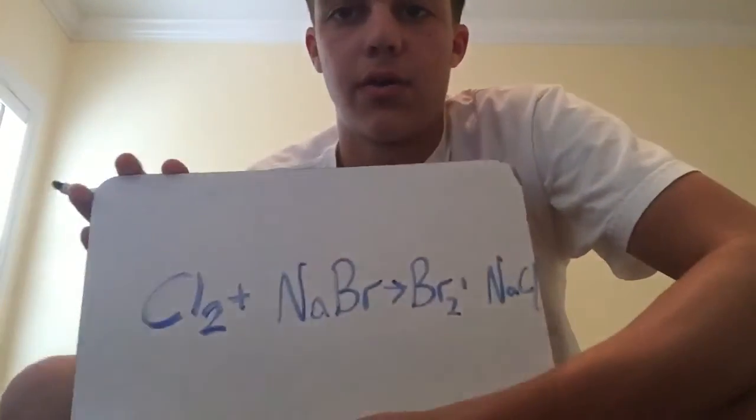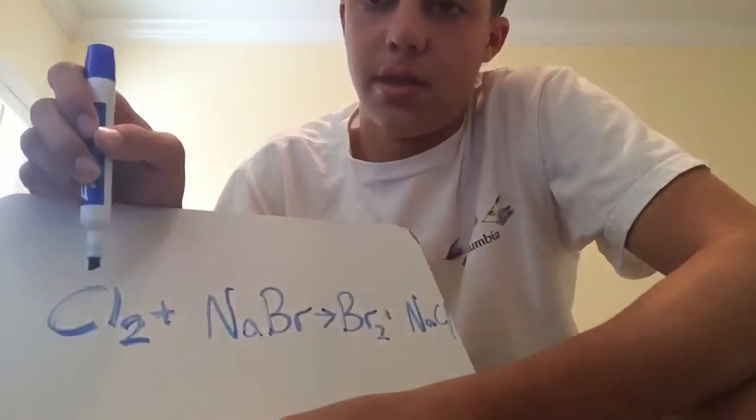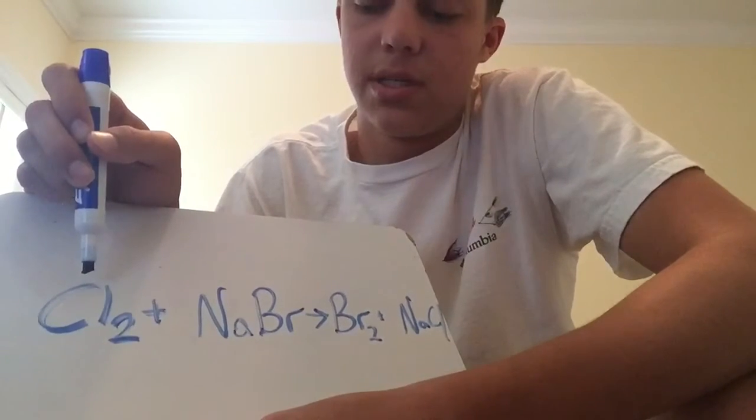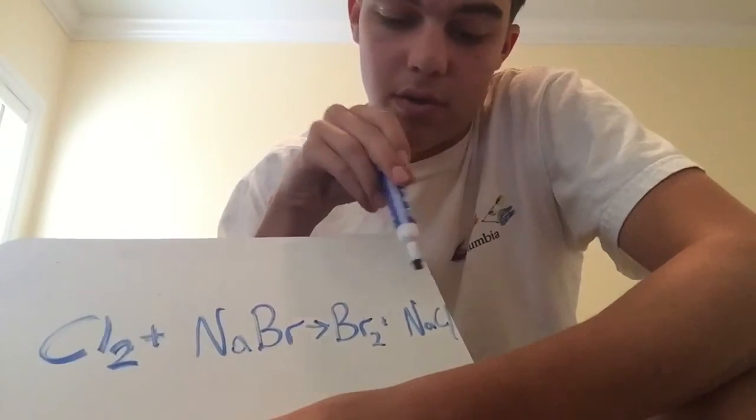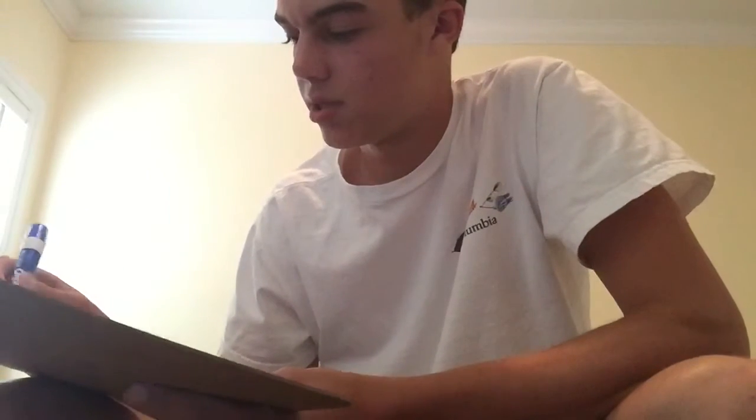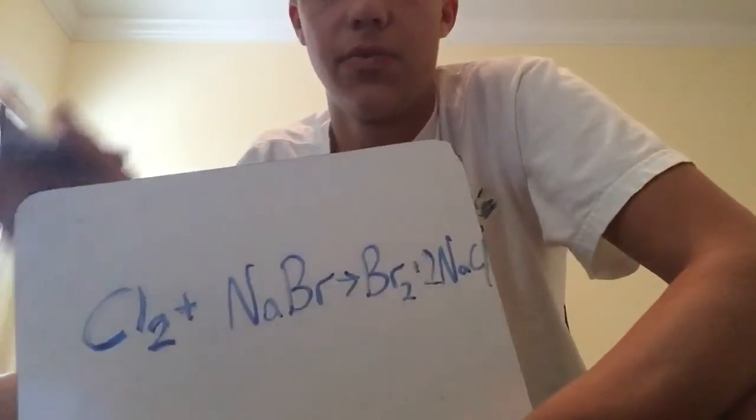The first example we have is chlorine plus sodium bromide yields bromine plus sodium chloride. First, we'll start with the left element, which is Cl2. We count how many are on this side, and since there's only one over here, we can balance and put the coefficient in front of this. So we have 2 NaCl over here.